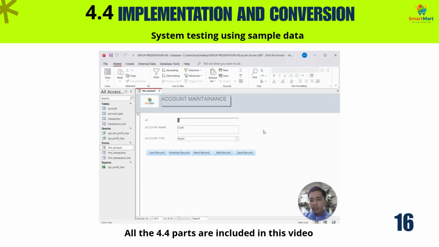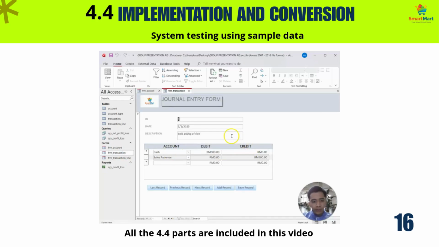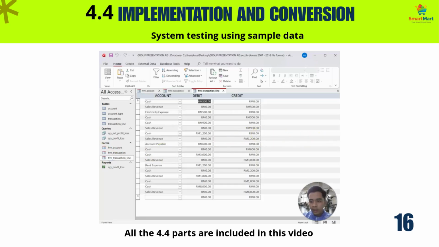This is the account data entry form. It allows users to add and manage account information without accessing the table directly. And next, this is the transaction form. Here, users can record transaction details such as date and description. And lastly, this form is used to enter transaction line details such as income and expenses. Using forms improves ease of use and reduces data entry errors.